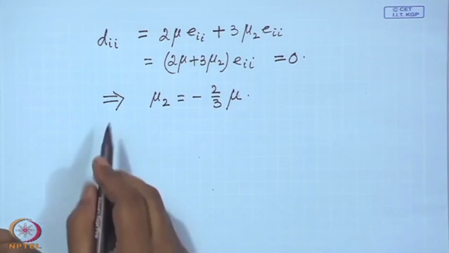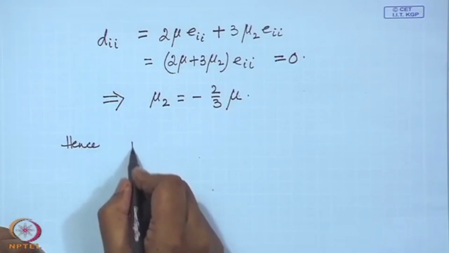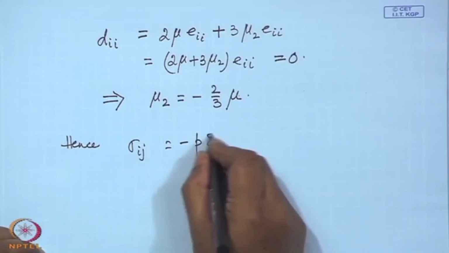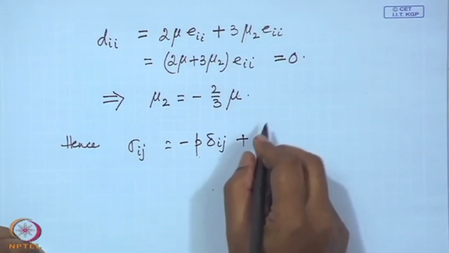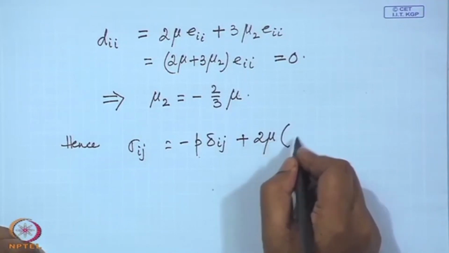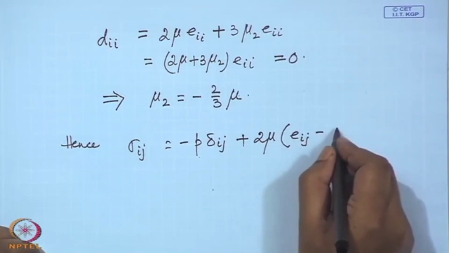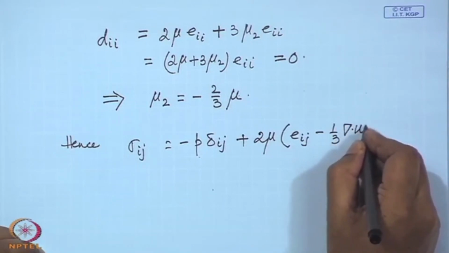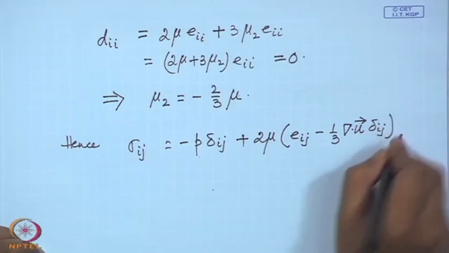So, if we substitute now, sigma_ij becomes minus p delta_ij plus 2 mu into E_ij minus 1/3 divergence of u delta_ij. Okay.